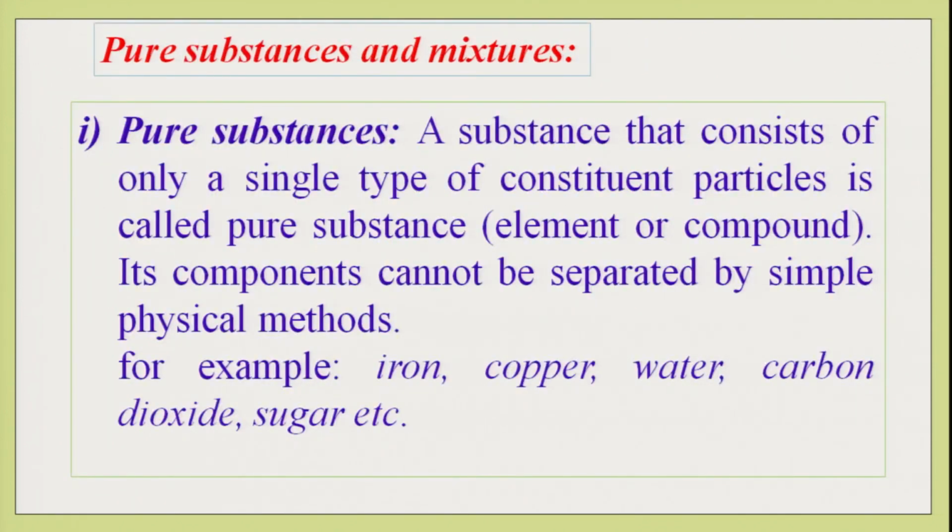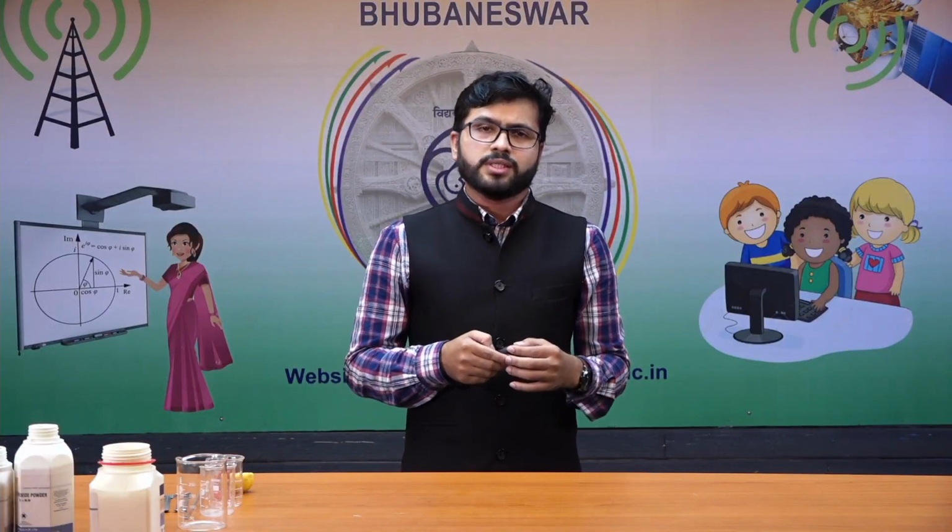So we can see the definition of pure substance on the screen. A substance that consists of only a single type of constituent is called a pure substance. Example, we have already taken a few more examples: iron, copper, water, carbon dioxide, sugar. These all are examples of pure substances.